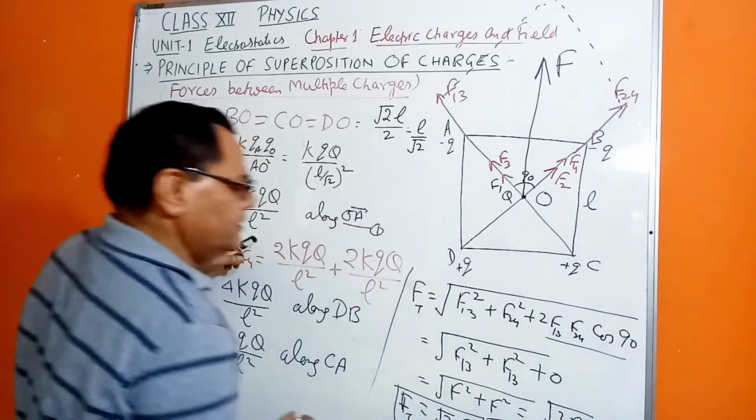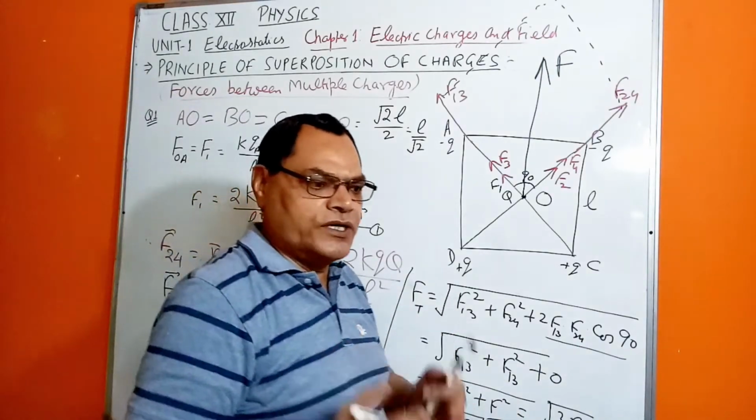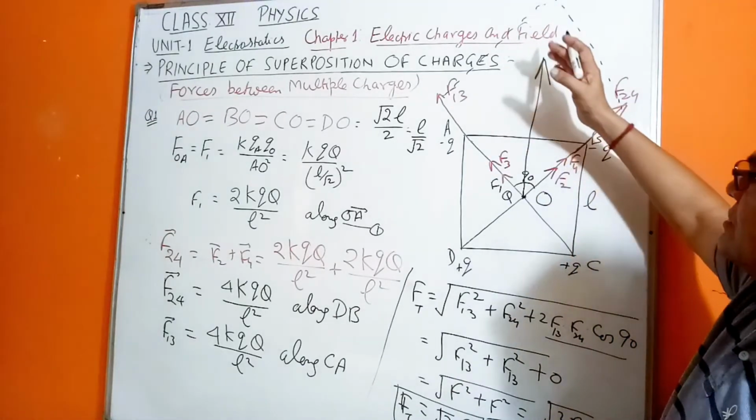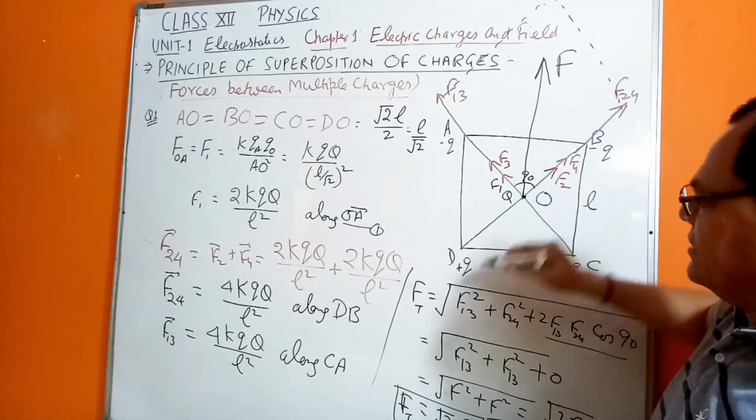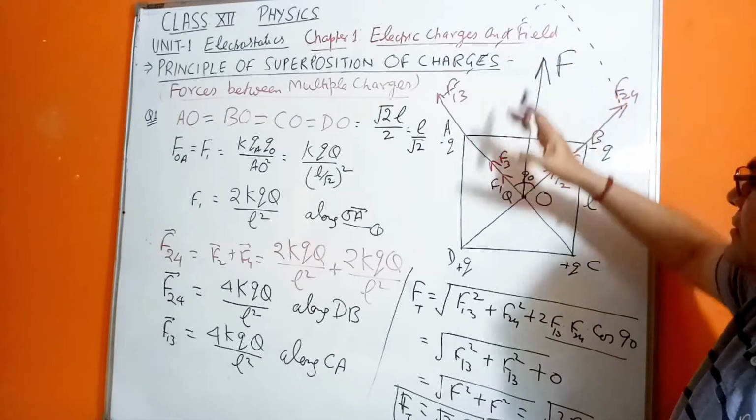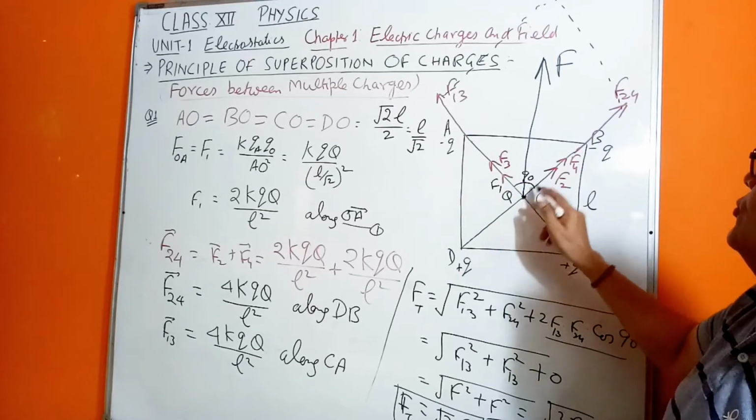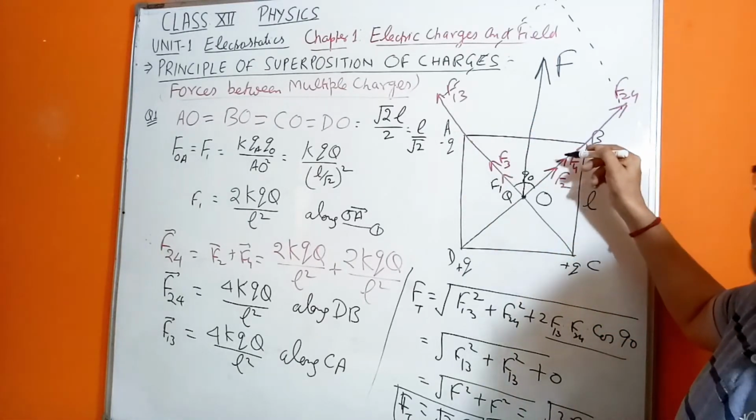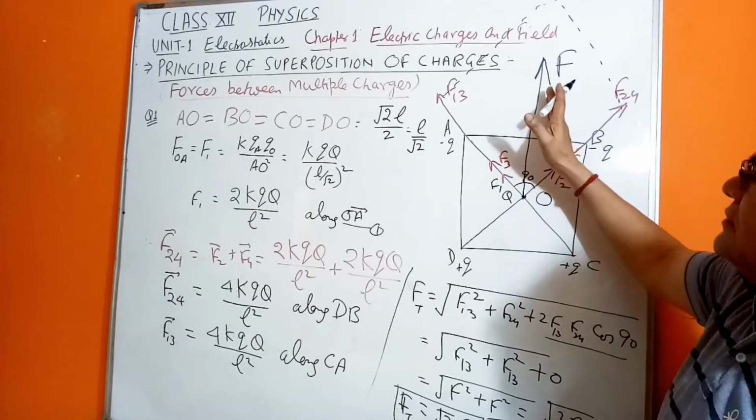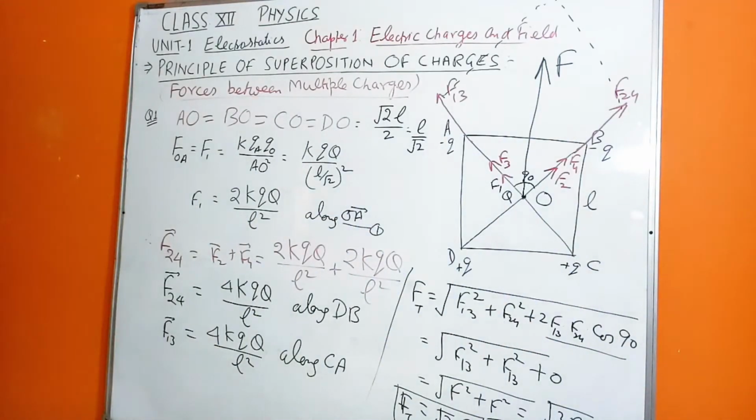So this will be the answer, but it's only the magnitude. Because the question is for the force, we need to show the direction. So you can say the direction of this resultant force will be acting vertically upward. Or you can simply say AOB is the angle, so the direction is along the line bisecting this angle. This way we can answer.